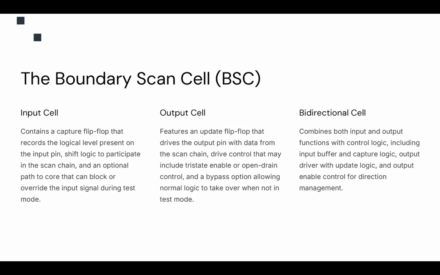We have bidirectional cells, which combine both our input and output cells. These are connected to the pins that are used both for input and output purposes.